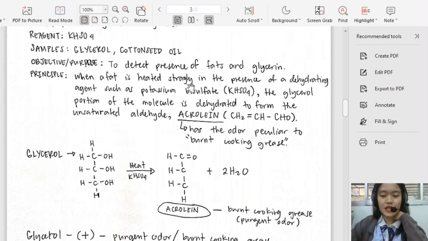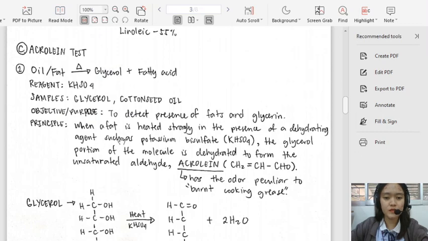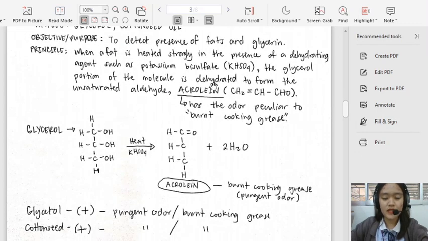Okay, so, kapag nag-undergo inyong fat ng dehydration because of the presence of dehydrating agent, itong KHSO4 ninyo, the glycerol part doon sa fat will be dehydrated and it will form another substance, and this is what you call the acrolein. Okay, your acrolein is an unsaturated aldehyde.